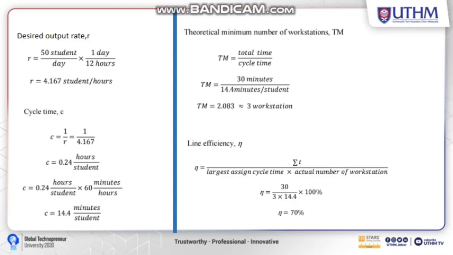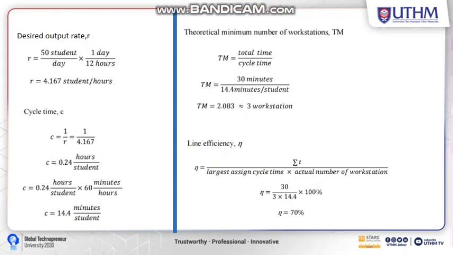In terms of calculation, the first is the desired output R, which is 50 students per day divided by 12 running hours per day. So R is equal to 4.167 students per hour. The second is the cycle time. C is equal to 1 over R, which is 1 over 4.167. So the cycle time C is 0.24 hours per student, and turning it into minutes becomes 14.4 minutes per student.